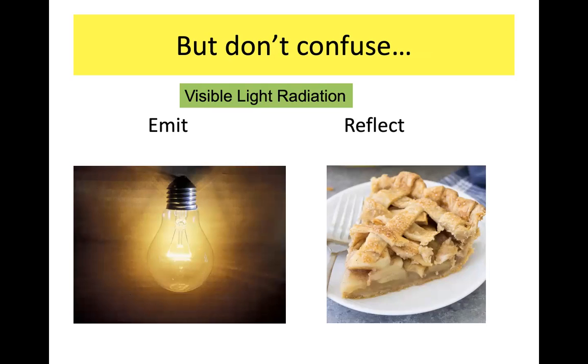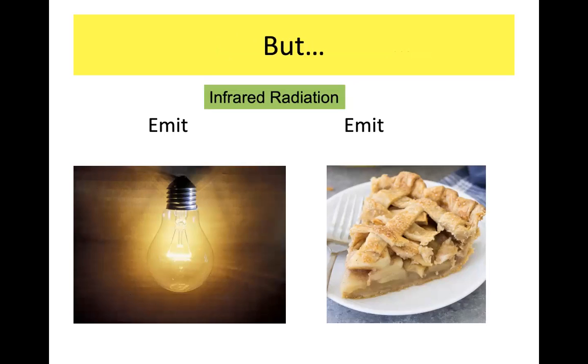However, if we expand our look to not just visible light, but say, for instance, infrared radiation, both light bulbs and apple pies emit this type of radiation. Remember, infrared radiation is heat, and both a light bulb and an apple pie give off some form of heat. Light bulb, obviously, a bit more than the apple pie, but both of them are emitters of infrared radiation, two different bands of the electromagnetic spectrum. Infrared is lower than visible light. However, light bulbs give off both of those, whereas apple pie only gives off one. Key point here is that some things are emitters, all things are reflectors in some form or fashion.